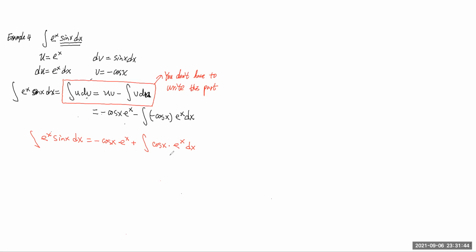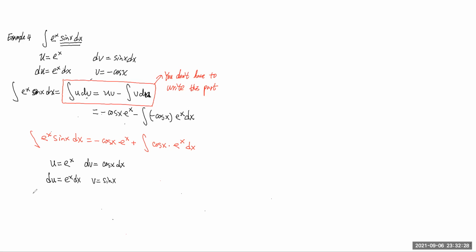So what do we do next? We continue to use integration by parts. How? We said u is still e^x, and dv is cosine x. You may ask me, how do you know this? Nobody knows at the beginning. You need to study and finally figure it out. Okay, and then we have du is e^x dx, v is sine x.